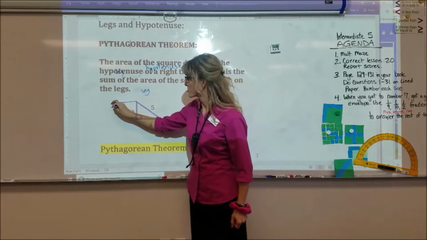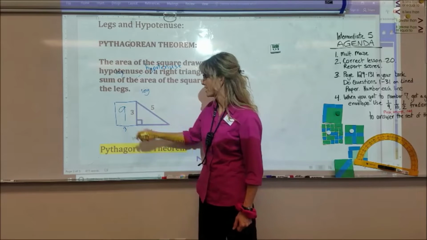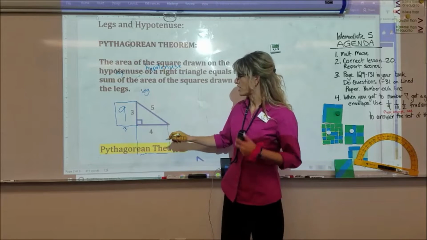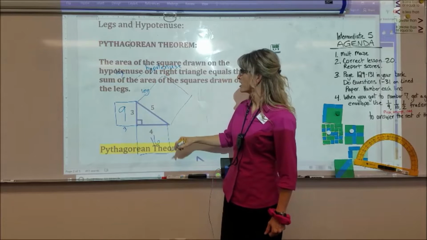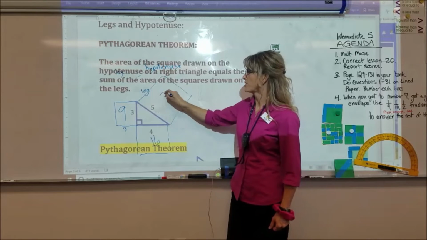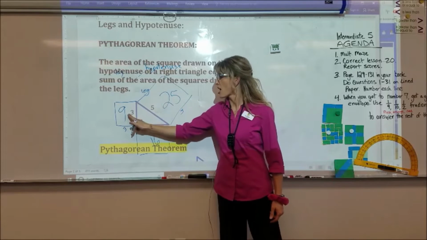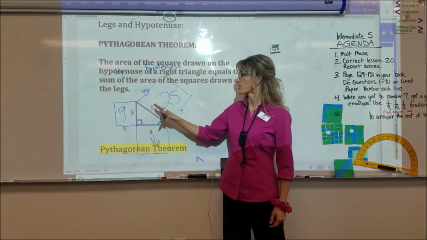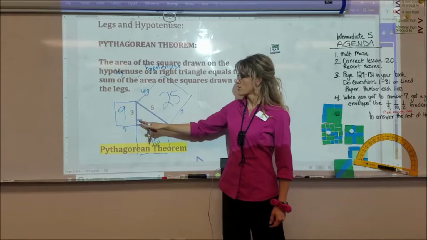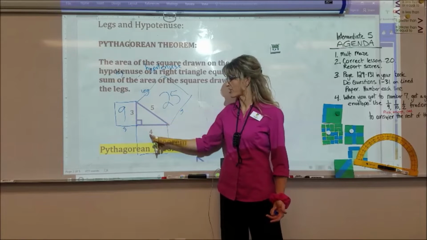We're going to build a square on this because it said the square, right? So 3 times 3 would give me 9. A square on this leg would give me 16. And a square on this one, 5 by 5, would give me 25. So let's check. The Pythagorean theorem says the sum of the squares of the legs equals the square of the hypotenuse. So that means you add these together. Does it add up to the hypotenuse squared? Is 9 plus 16, 25?